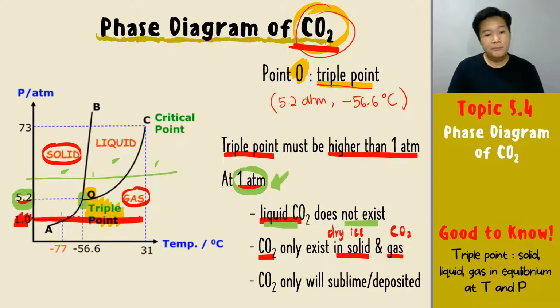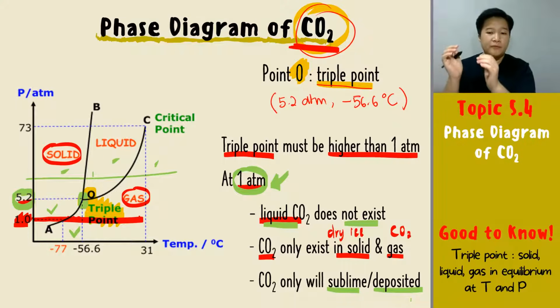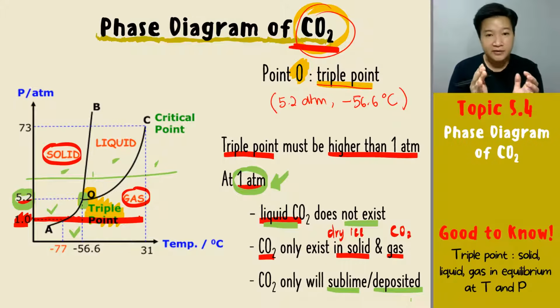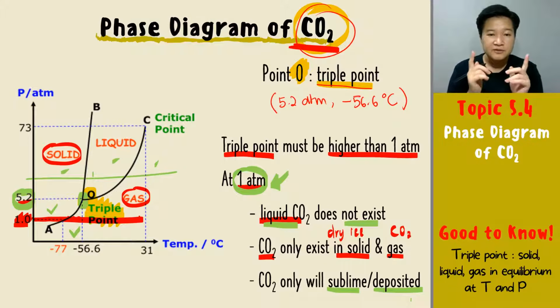Okay? Your carbon dioxide only exists in solid and gas. Therefore, your carbon dioxide at 1 atm can only sublime or deposit. Okay? We can only change from the solid straight away to the gas, or from the gas straight away to solid. Okay? Bear that in mind, we never come across liquid carbon dioxide in our daily life. You only have your dry ice, which is carbon dioxide in solid, or carbon dioxide gas, where your CO2 is in gas. Okay? So that is the reason why the triple point must be higher than 1 atm in the phase diagram of carbon dioxide. Okay?